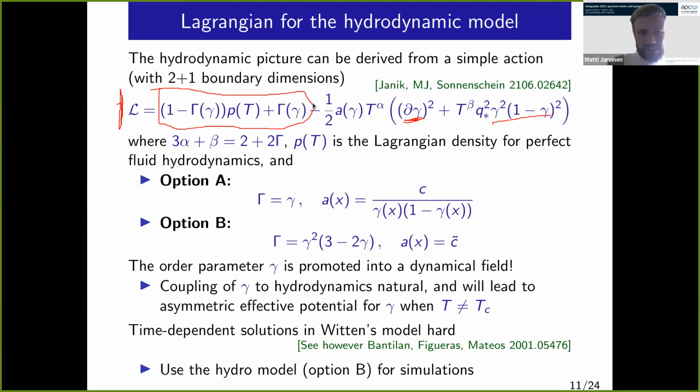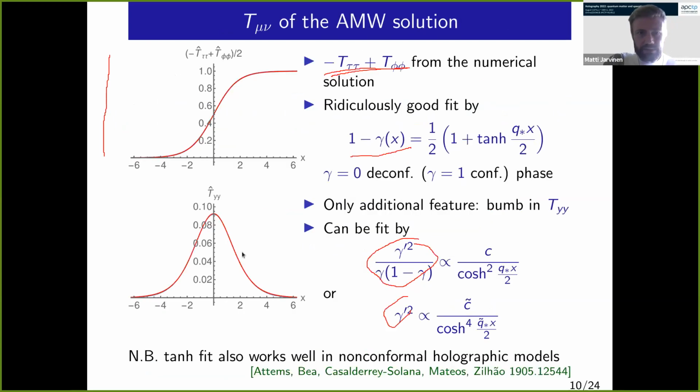So you can make either a choice where this capital Gamma on the hydro side is exactly the small gamma, and this a function which multiplies the second term is this more complicated function. Or then you can make another choice where you have a non-trivial map in between the two gammas, and this a function is just a constant. And with this, well, here I should say that the pressure is just the standard Lagrangian for simple hydrodynamics. Anyways, with this Lagrangian, you can realize the precise fit of the thermodynamics.